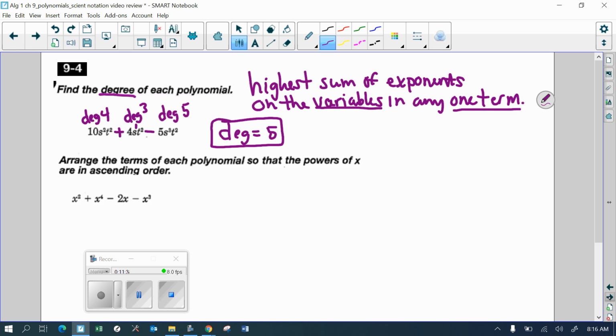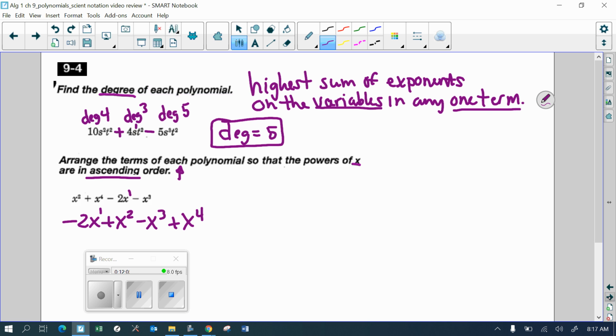Next, arrange the terms of each polynomial so that the powers of x are in ascending order. You have to know ascending means to go up. So the smallest amount is 1. There's 1, 2, 3, and 4. So I have negative 2x plus x squared minus x cubed plus x to the 4th. Okay, if you want to put the 1 there, you can. 1, 2, 3, 4, ascending order.